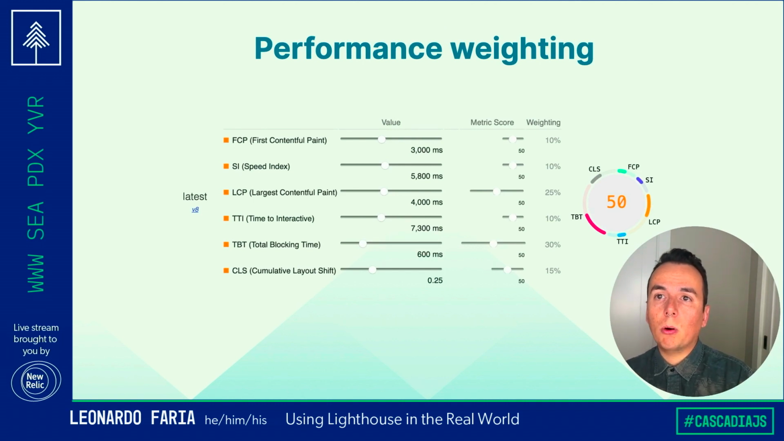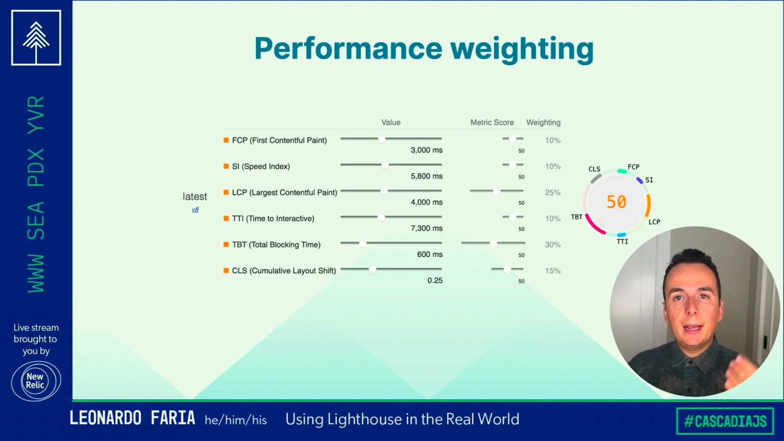The final performance score that you see in the report is calculated based on different metrics: FCP, SI, LCP, TTI, TBT, and CLS. We will understand better this alphabet soup in the following slides, starting with Web Vitals.